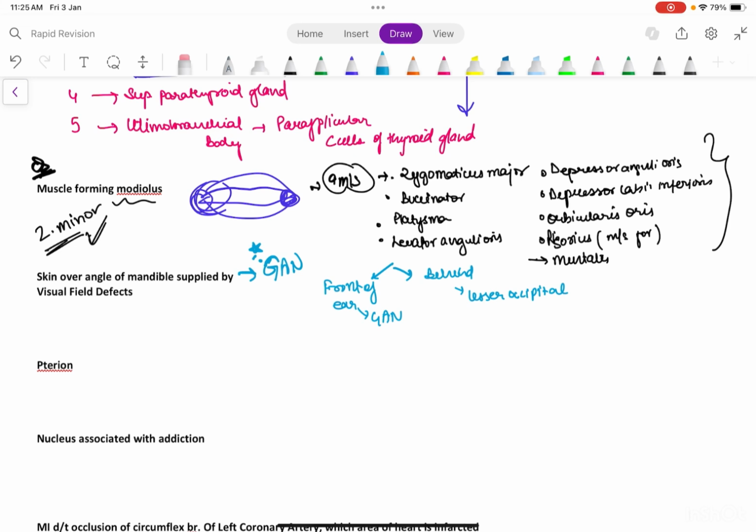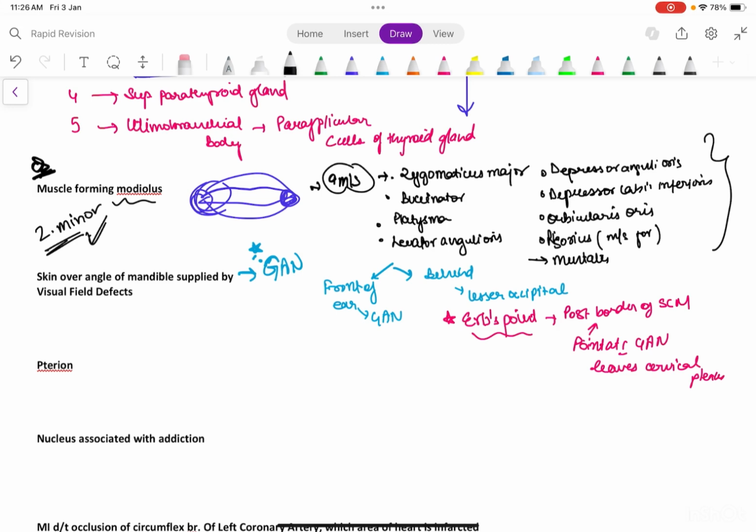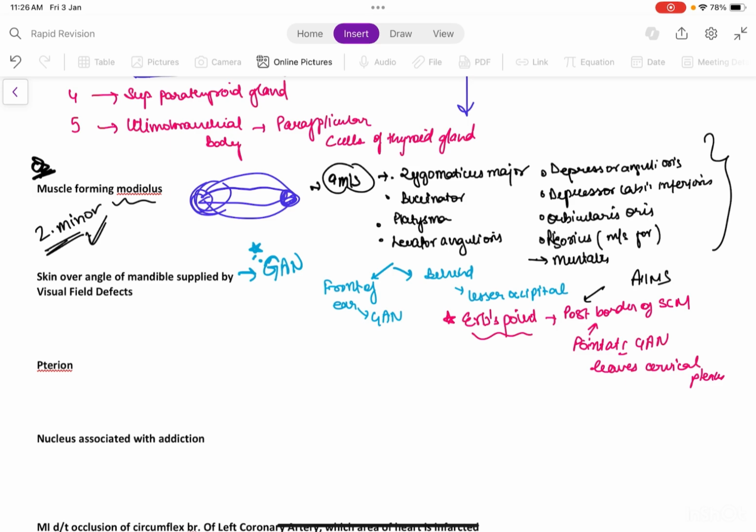Then, very important, one more thing: Erb's point, which is related to the greater auricular nerve. This Erb's point is basically on the posterior border of the sternocleidomastoid. This is the point at which the greater auricular nerve leaves the cervical plexus. So this is a common question, Erb's point. Then visual field defects are very important.